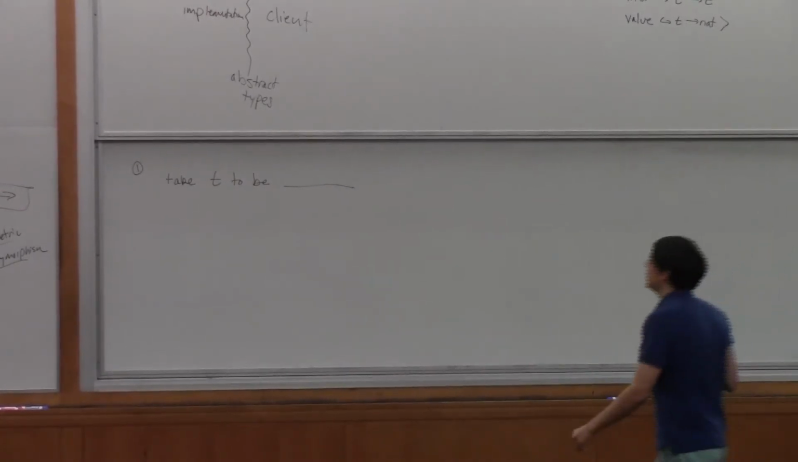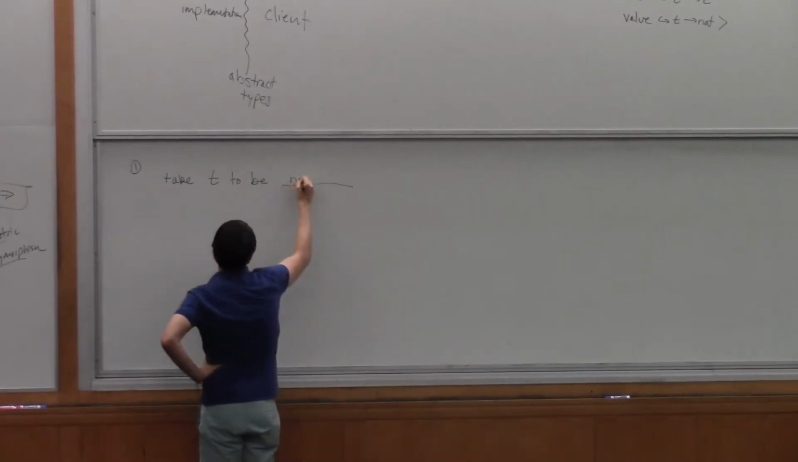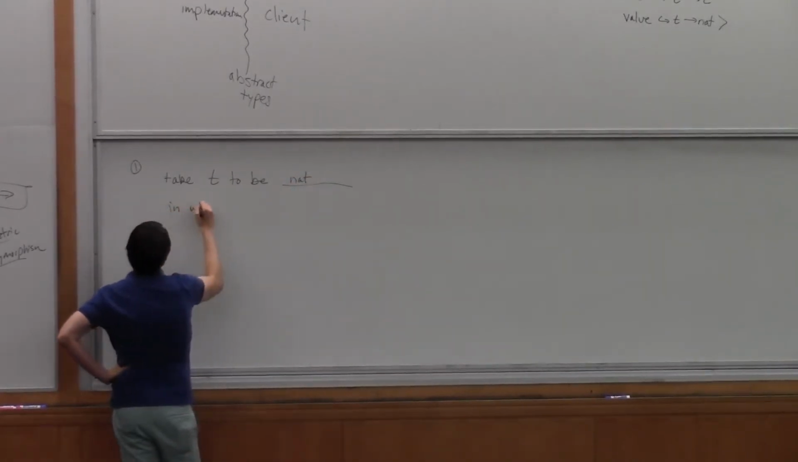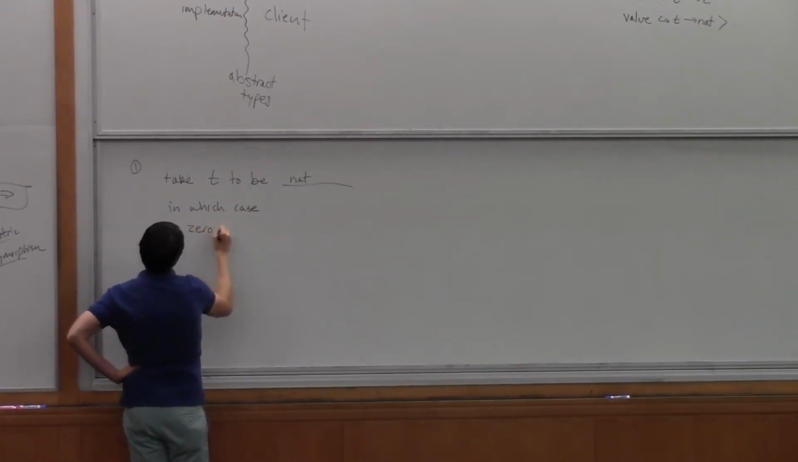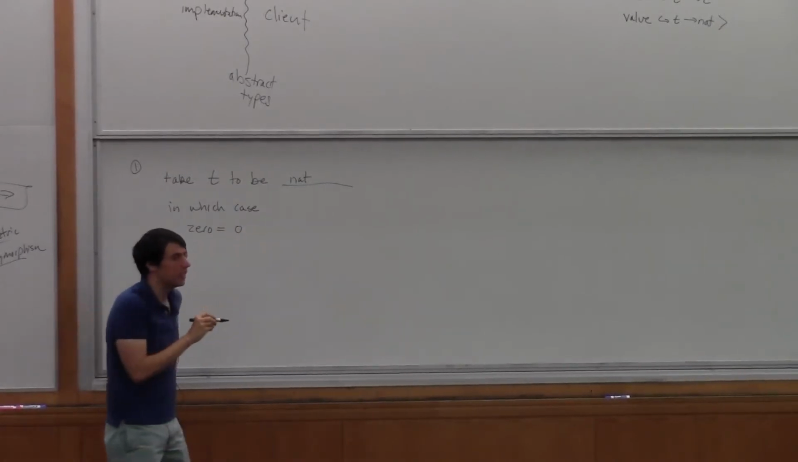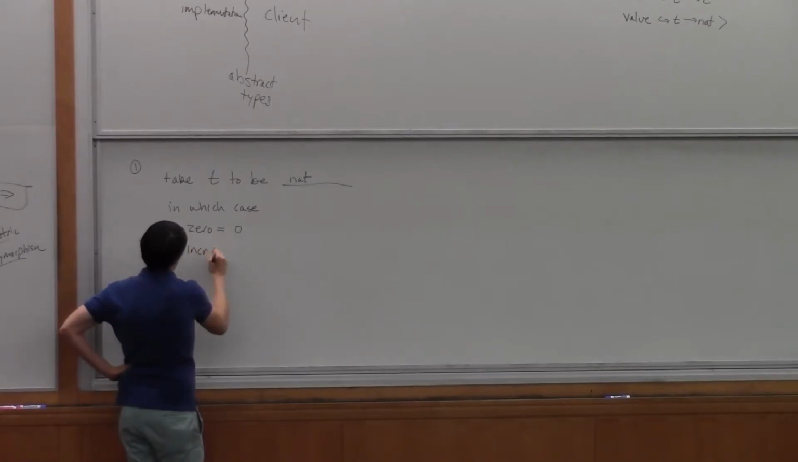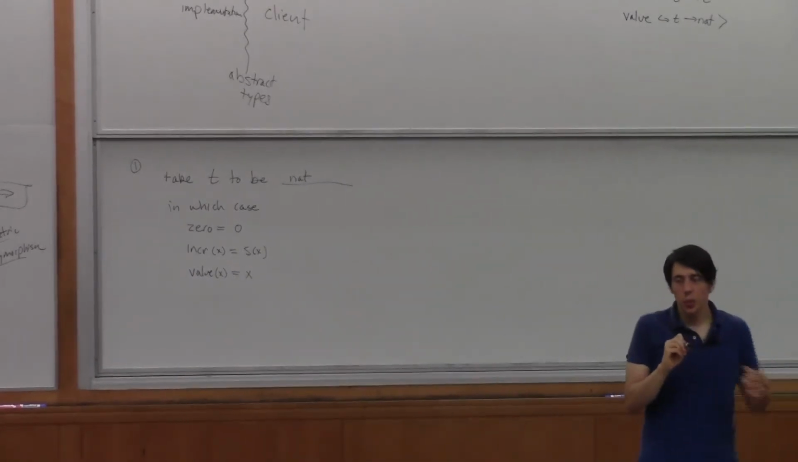Okay? So what could we take T to be? Let's come up with the simplest possible thing that we can think of. Take T to be nat. In which case, what is the 0 counter? It's just the 0 of the natural numbers. What is the increment operation on a counter? What is the value itself? Okay?